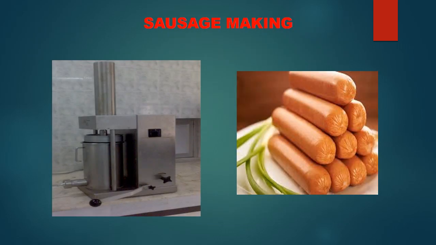Now we will show you the important machines for sausage making. Sausage is one of the very common and popular meat product in Western countries, and it is gaining momentum in India also, becoming very popular. In this sausage making, first we need to have mincer and bowl chopper to make the batter. After that we need the stuffing machine or sausage filler. We are going to see two different machines for sausage filling here.